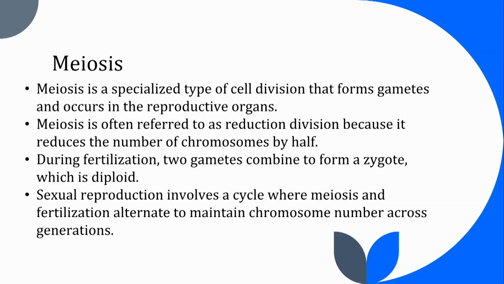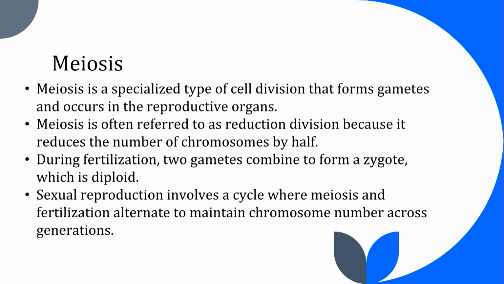So just a quick overview of what is meiosis. Well, meiosis is a specialized type of cell division. We're making gametes here, okay? Gametes are egg and sperm cells, and this is going to happen in the reproductive organs, okay? Meiosis is often referred to as a reduction division because it reduces the number of chromosomes by half.